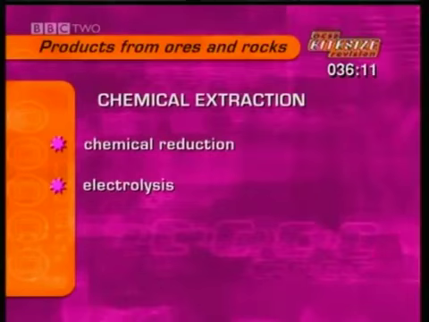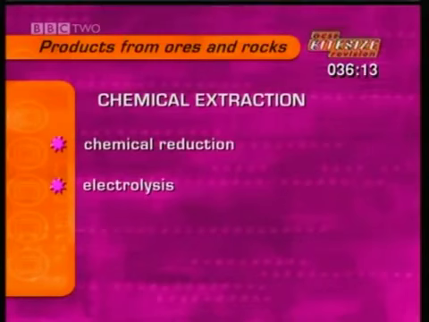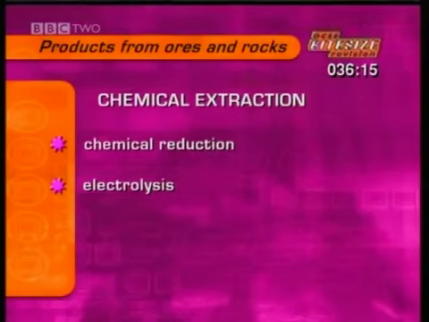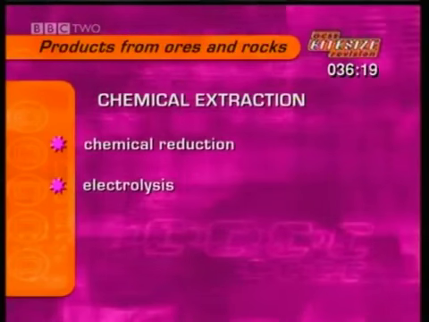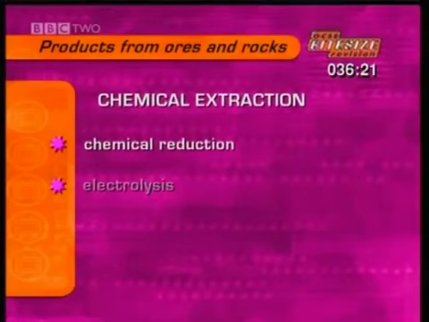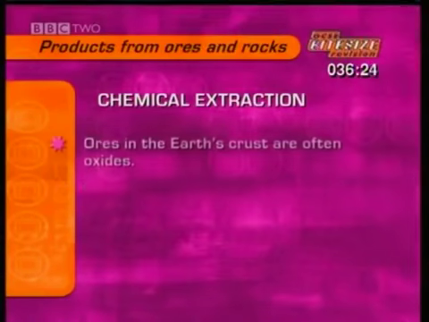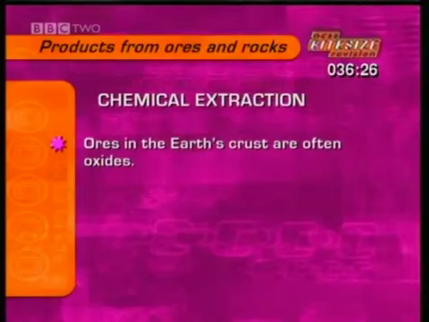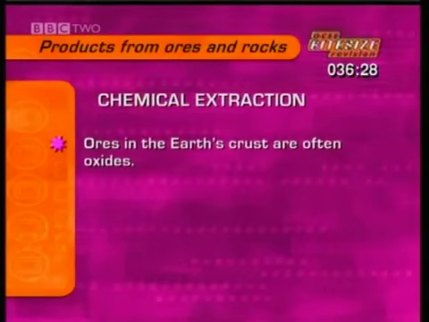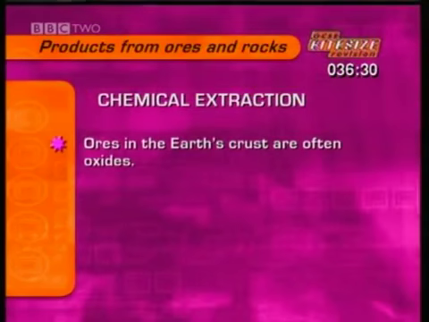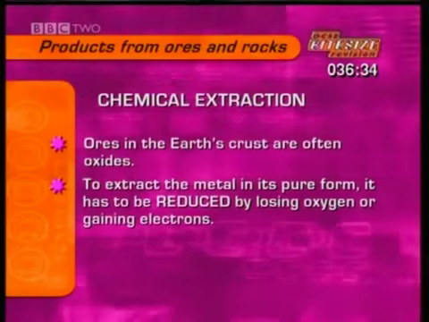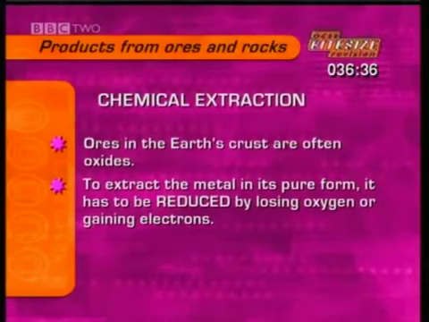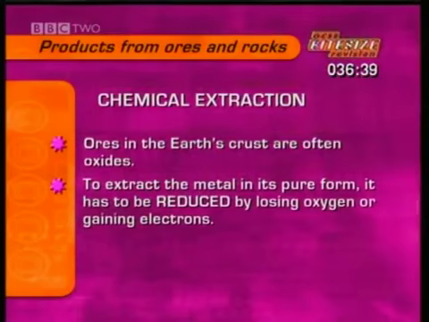There are two common methods of extracting metals from their ores: chemical reduction and electrolysis. First, chemical reduction. Ores found in the Earth's crust are often oxides or compounds which can be changed to oxides. In order to extract the metal in its pure form, it has to be reduced. That means either losing oxygen or gaining electrons.